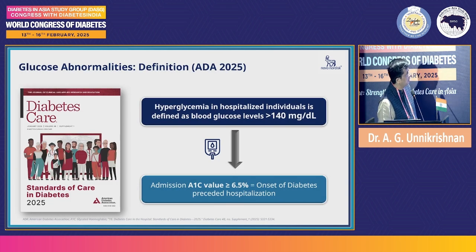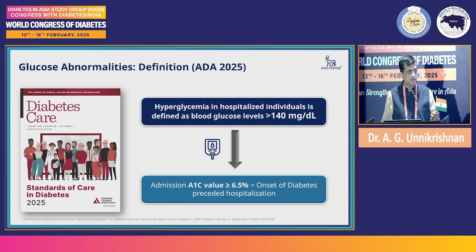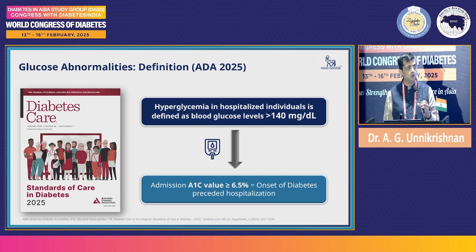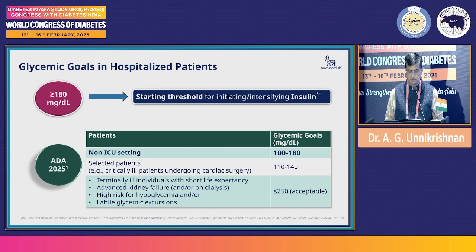The definition of in-hospital hyperglycemia in 2025 is any blood glucose level more than 140 that has to be treated, and if the admission HbA1c is more than 6.5, that means it is not a stress hyperglycemia. The patient probably already has diabetes and you can diagnose diabetes and start treatment. Of course, all this is not needed if the patient is already a known diabetic and is already on medicines, like I will discuss in a case at the end of my presentation.